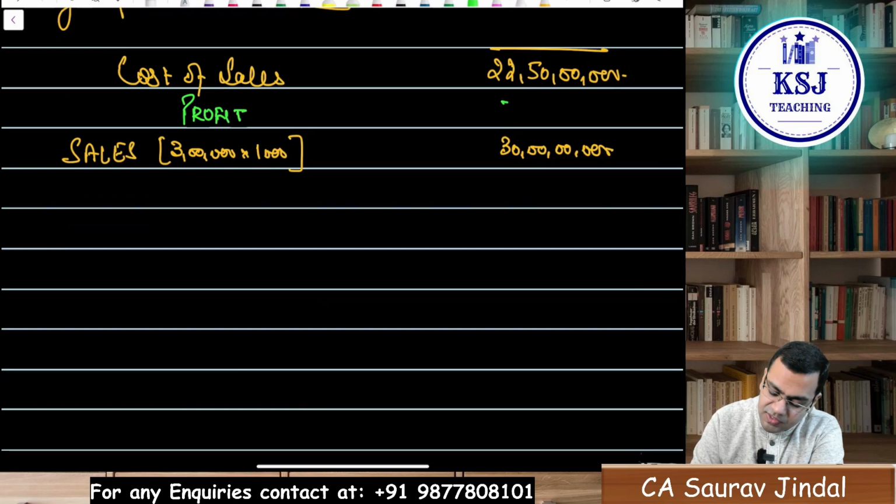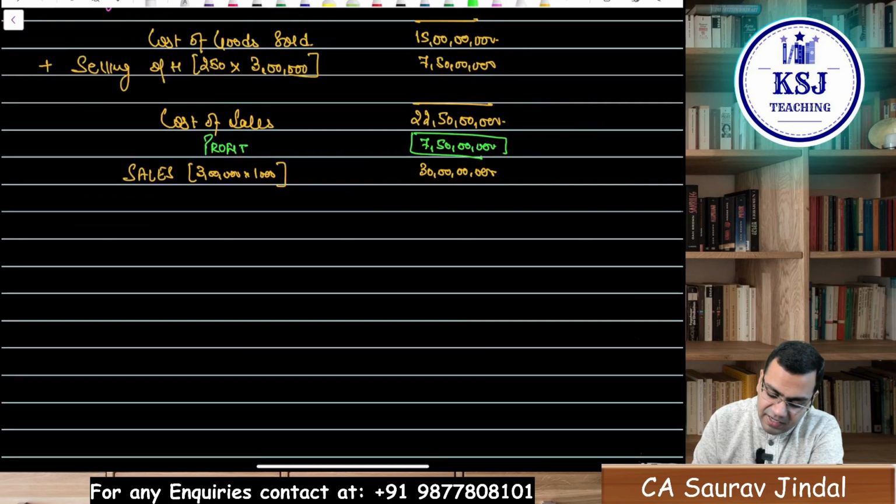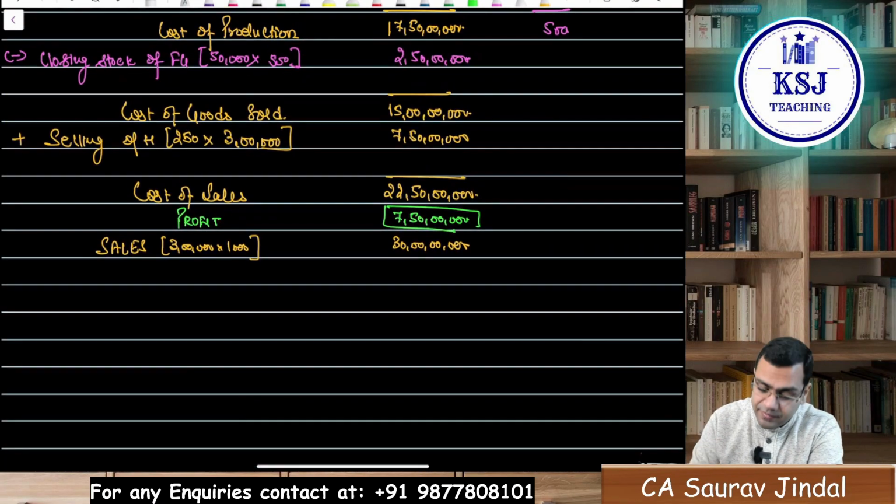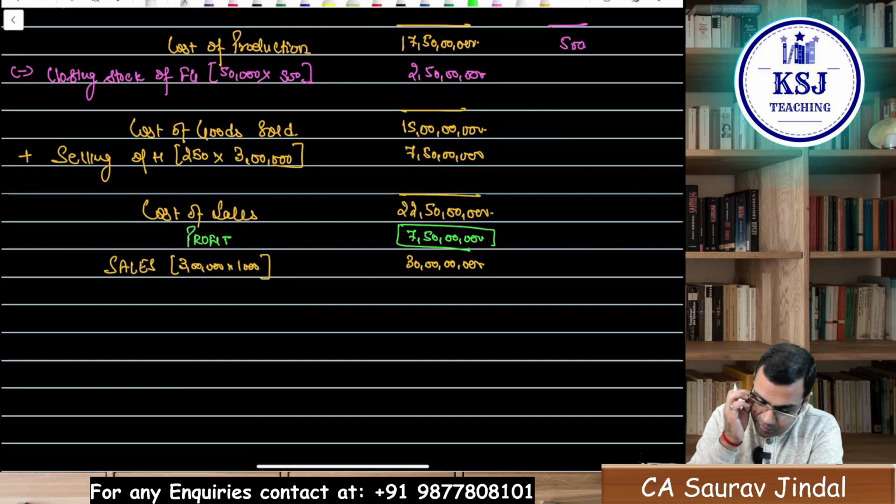Profit here is 7 crore 50 lakhs. This will be your profit. And if I want to calculate per unit, your cost of production we have taken, cost of goods sold, what is your selling and distribution overheads? That is 250. So what is your total cost of sales? Total cost of sales is 750. Selling price is 1000. So profit is 250.